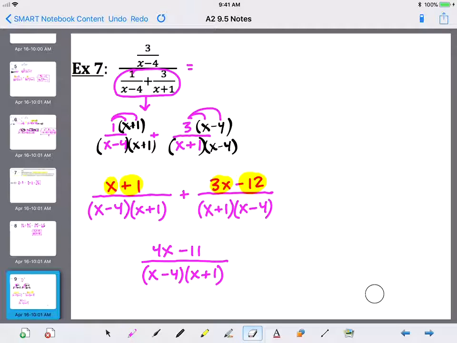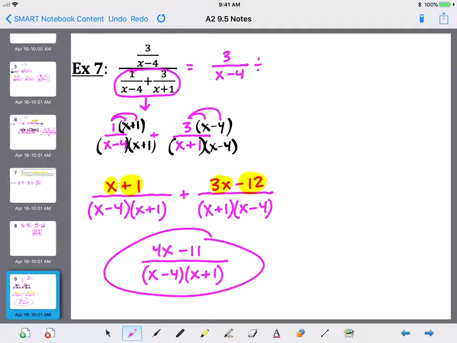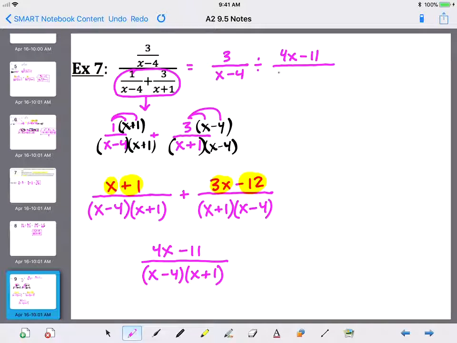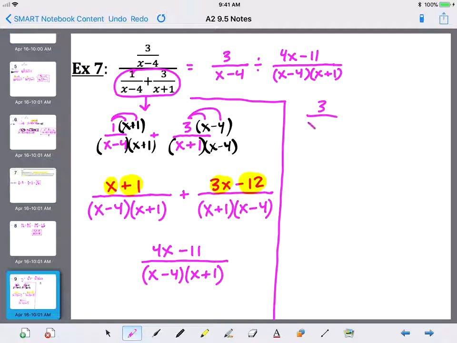So I'm going to go ahead and turn this into a division problem right away. I've got 3 over x minus 4 divided by this. So I'm going to use that fraction right there: 4x minus 11 all over x minus 4 times x plus 1. Okay, so now let's keep this separate here. We can change this into a multiplication problem. We're going to keep the first fraction the same, switch to multiplication, and flip the second fraction.